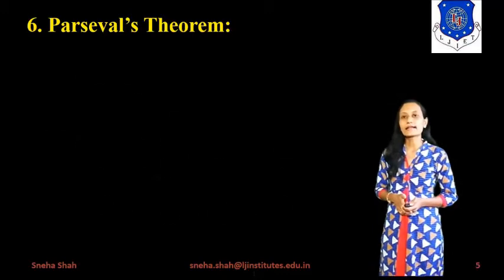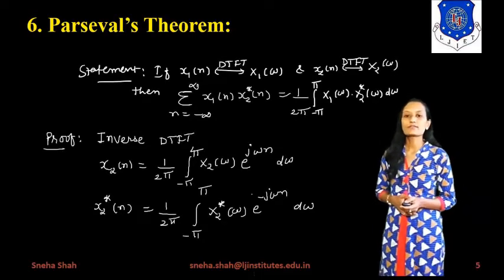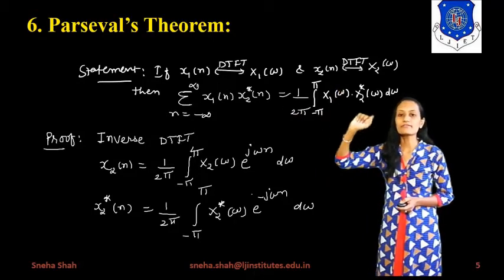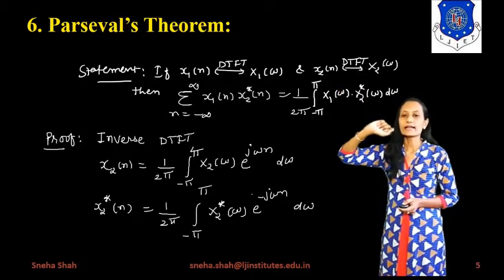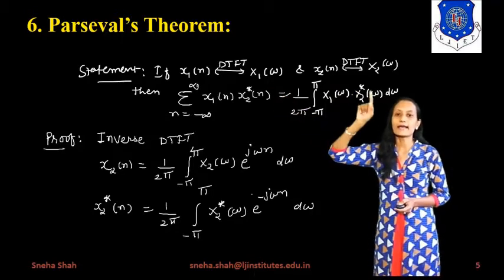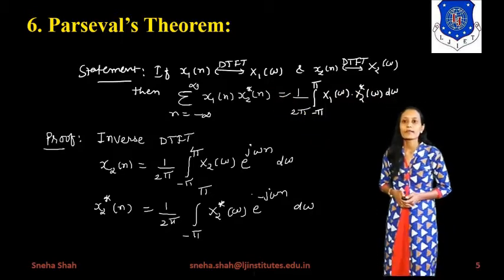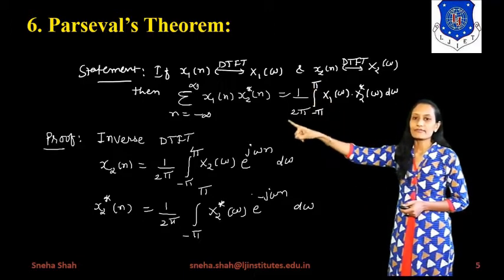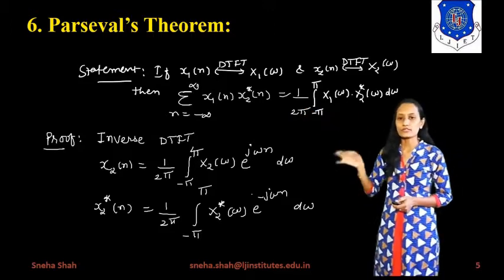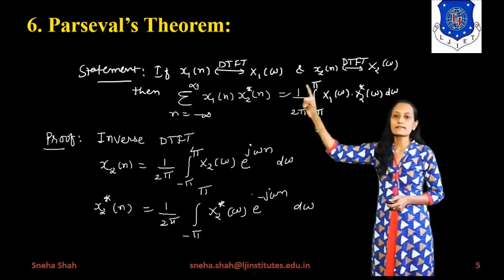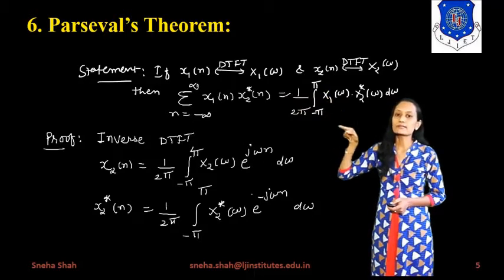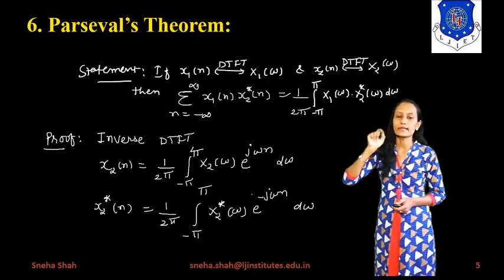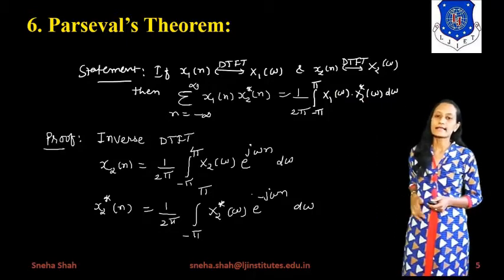First of all, for the statement, we will take two different input sequences x1 of n and x2 of n, and if we find the DTFT of them, they will be considered as x1 of omega and x2 of omega respectively. Then the summation n equals minus infinity to infinity of x1 of n into x2 star of n, meaning the conjugate of x2 of n, is equal to 1 by 2 pi integration from minus pi to pi of x1 of omega into x2 star of omega d omega, meaning the conjugate of the second.